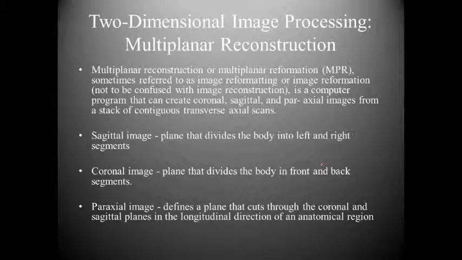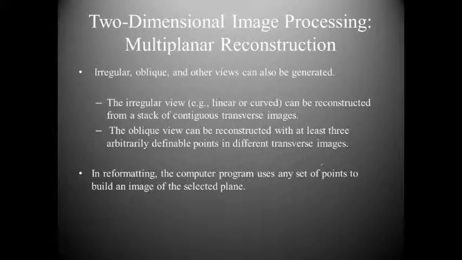The sagittal image is a plane that divides the body into left and right segments. The coronal is a plane that divides the body into front and back segments, and the paraxial image defines a plane that cuts through the coronal and sagittal planes in the longitudinal direction of an anatomical region.